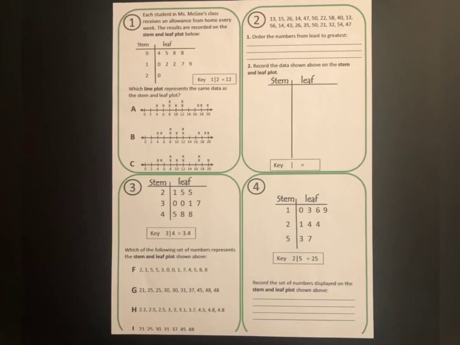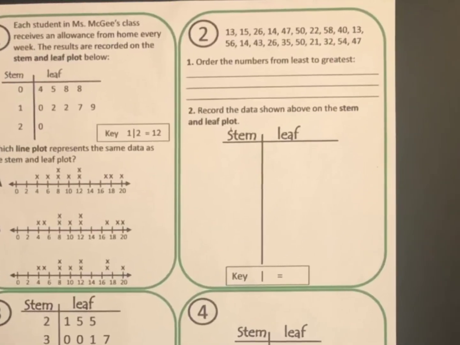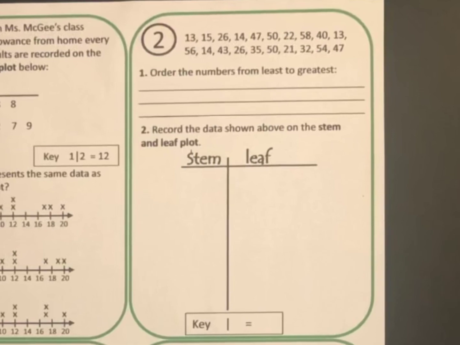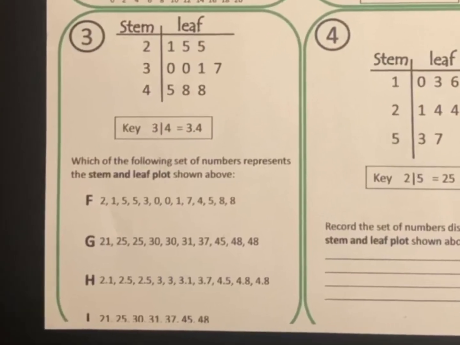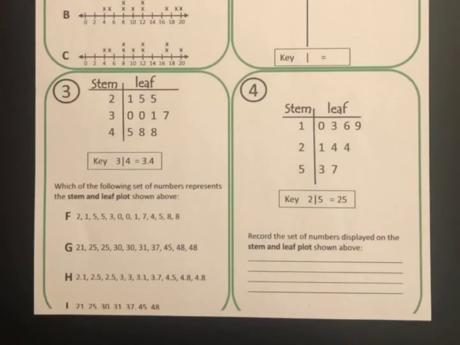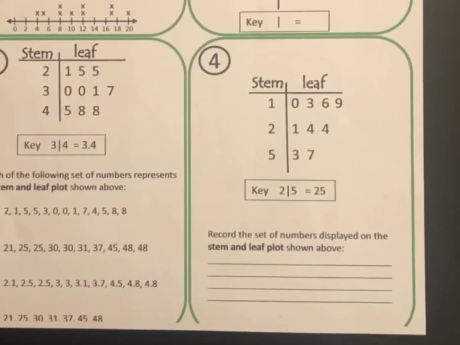Don't forget the parts of the assignment you still need to do. We finished number 1 together. Number 2, you still have some more numbers to write in your stem and leaf plot. Number 3, you need to choose the answer on the bottom. And number 4, you need to finish writing all of the numbers on the line.